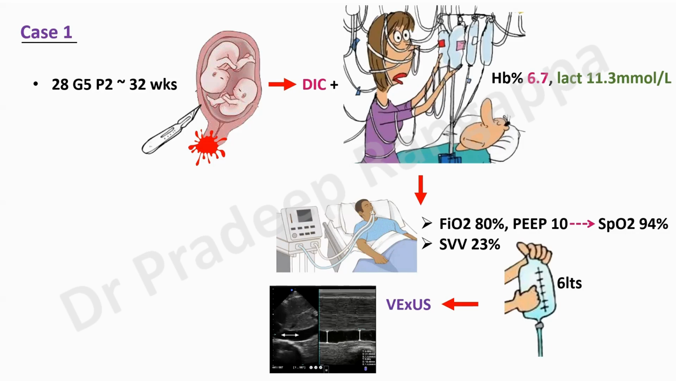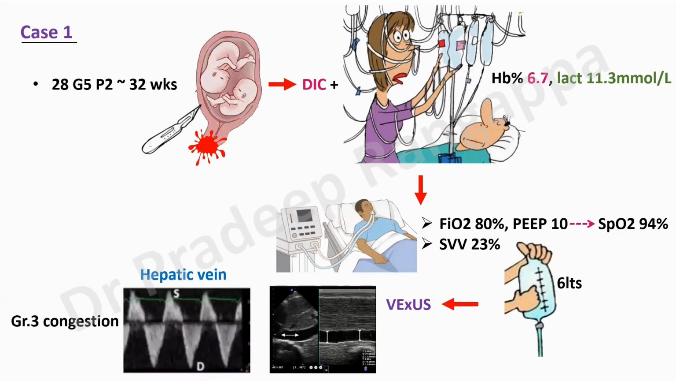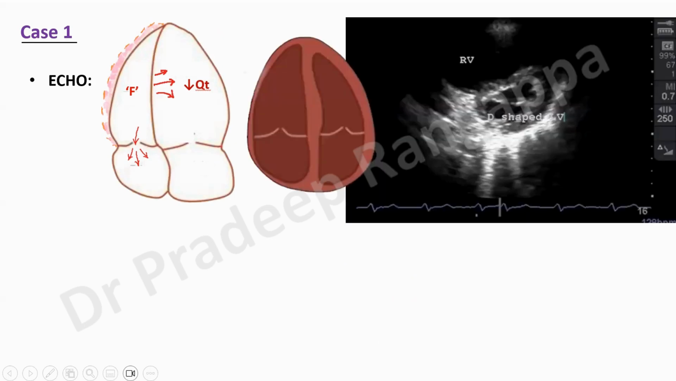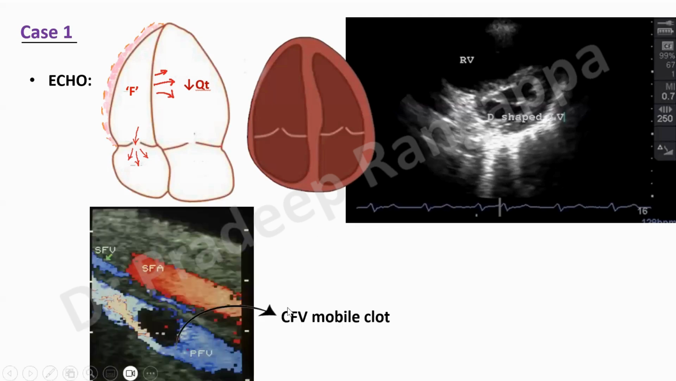VExUS is done. As you see, the IVC is more than 2 centimeters. And in the hepatic vein, there is a systolic reversal. S and D are in the opposite direction, which is a grade 3 congestion. After this, echo is done, which shows RV dilatation. There is a tricuspid regurgitation jet and RV dilatation with movement of the interventricular septum leading to a D-shaped interventricular septum, which shows there is an RV strain. Then a Doppler is done, which shows a mobile clot in the common femoral vein. CTPA was done, and the patient had bilateral subsegmental emboli. So this is a patient who was resuscitated with 6 liters of fluid and has developed a PE with RV dysfunction.